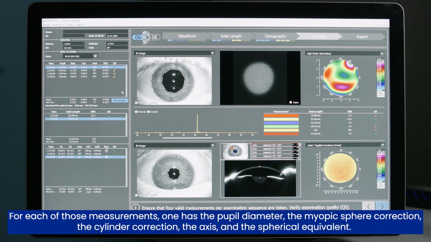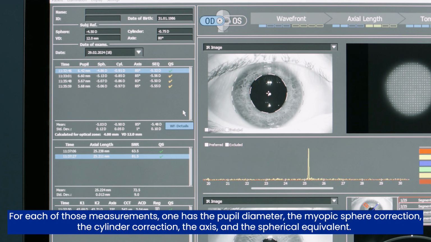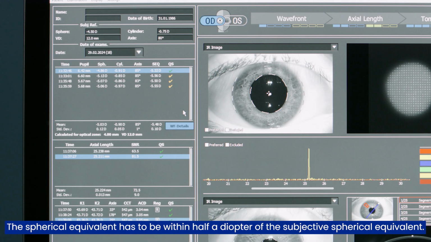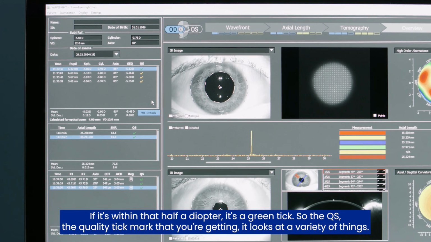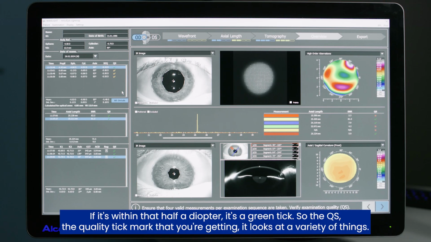For each of those measurements, one has the pupil diameter, the myopic sphere correction, the cylinder correction, the axis, and the spherical equivalent. The spherical equivalent has to be within half a diopter of the subjective spherical equivalent. If it's more than that, then you get a tick that says it's not green. If it's within that half a diopter, it's a green tick.